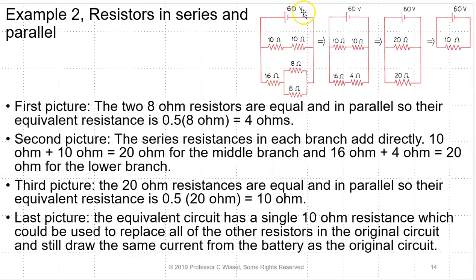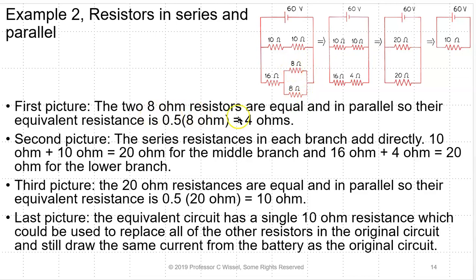We have a 60-volt source. We have 2 10 ohm resistors in series with each other. That group is in parallel with this group. This group is a 16 ohm resistor in series with 2 8 ohm resistors in parallel. First thing we do is to take these 2 8 ohm resistors and replace them with an equivalent one.